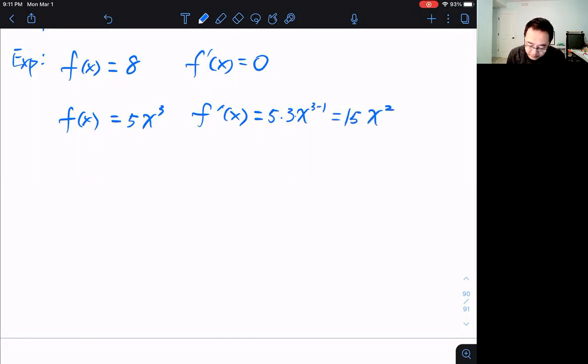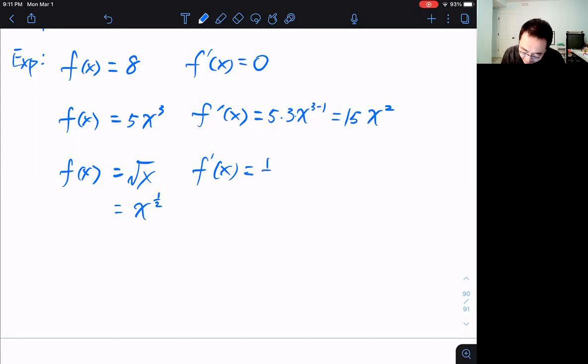Okay. Now, what if f of x equals the square root of x? We already did this one, right? So we said this equals x raised to the 1/2 power. So the derivative equals 1/2 times x to the original power minus 1, which is 1/2 times x to the negative 1/2, right?